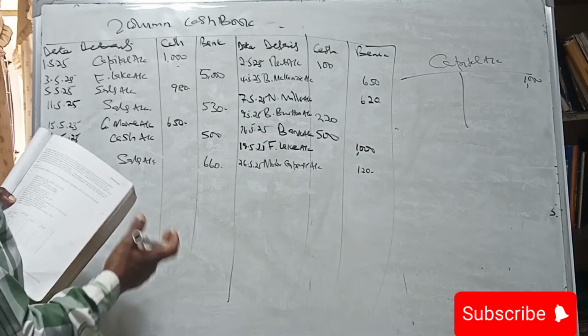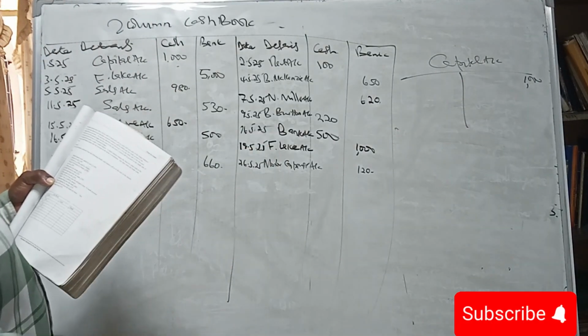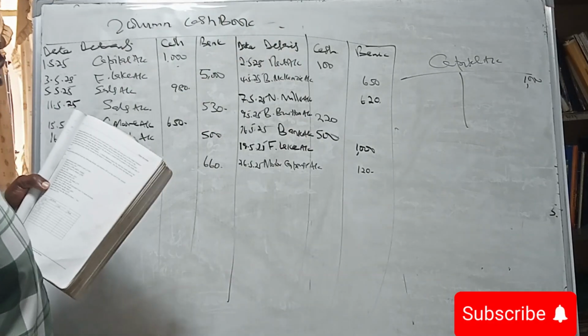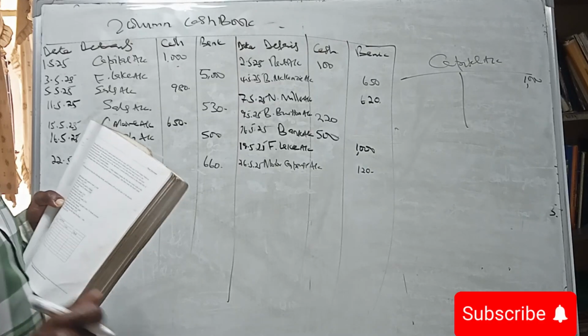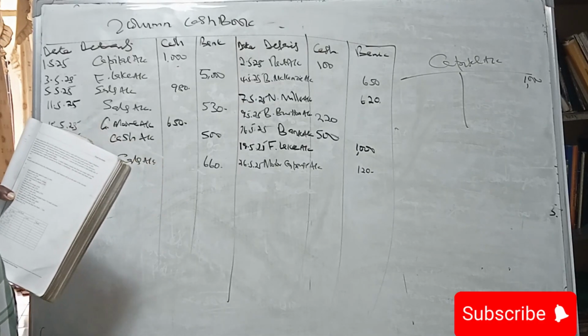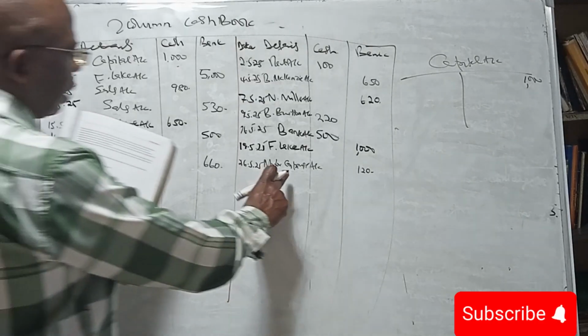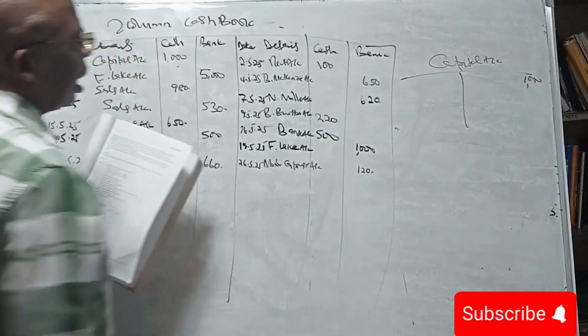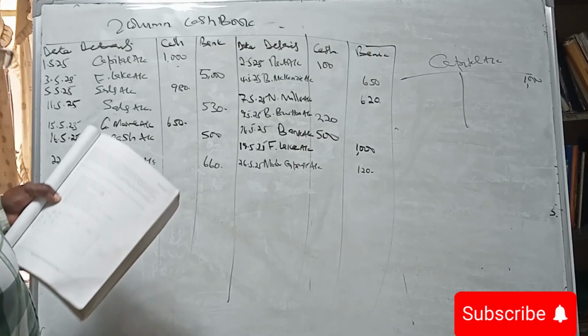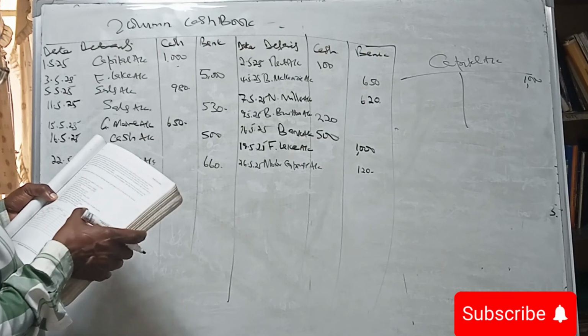So the two entries don't have to be in the cash book. Remember that cash book is part of the double entry system. When we pay an expense, we debit the expenses account and we credit the respective cash account.